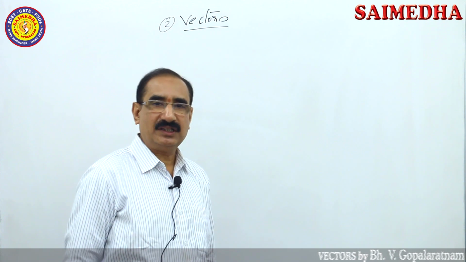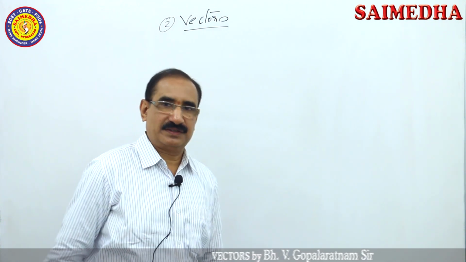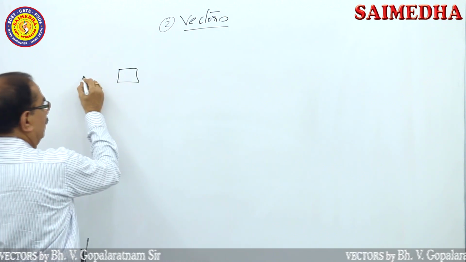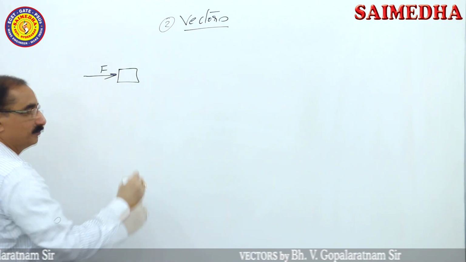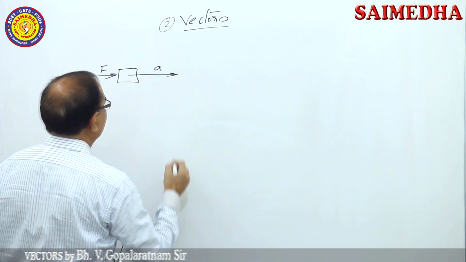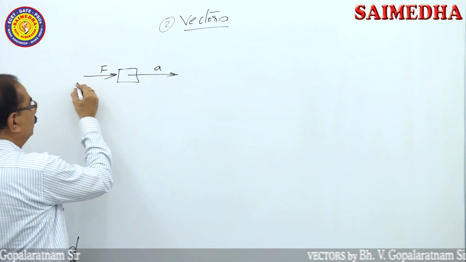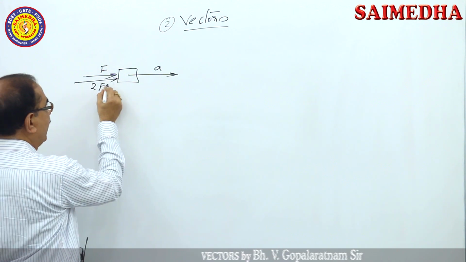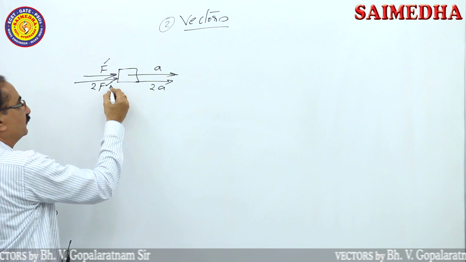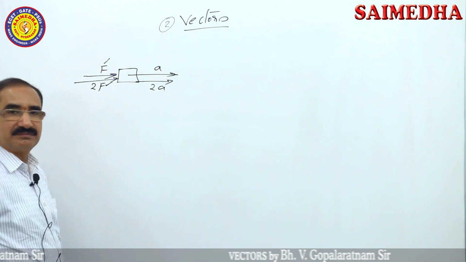The next chapter, second chapter, vectors. We are taking a body here, a force is applied on the body. Now the body moves in this direction with some acceleration. When the force is doubled, acceleration becomes double. So according to the magnitude of the force, acceleration is changing.